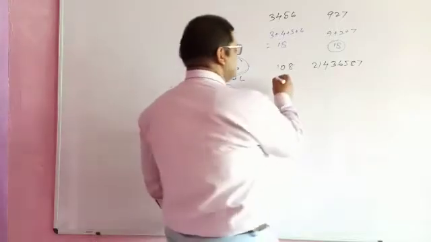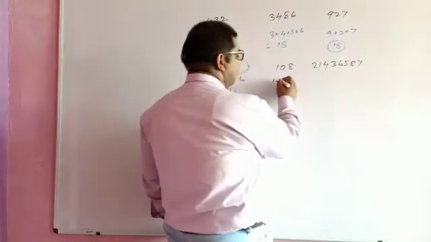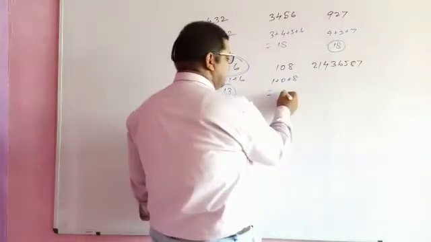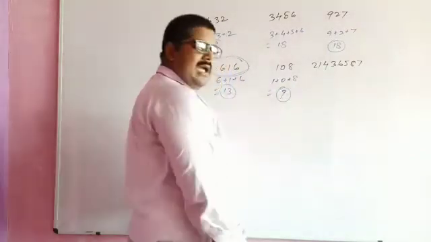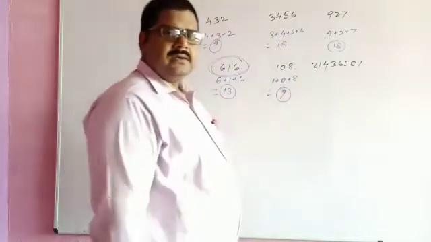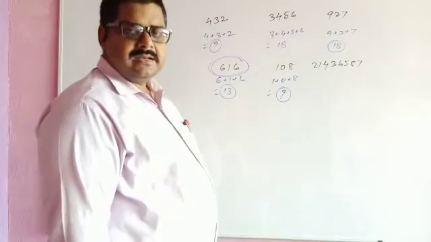After that, you can see 108. You just add all the digits and you get 9. Since 9 is exactly divisible by 9, 108 must be divisible by 9.